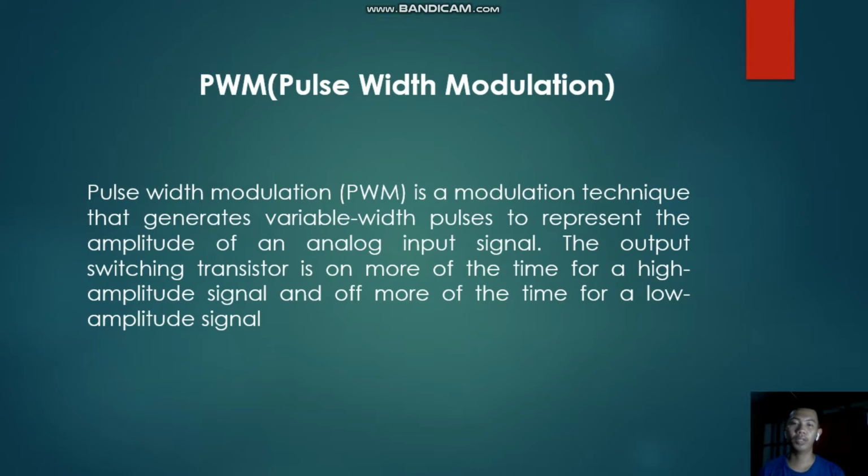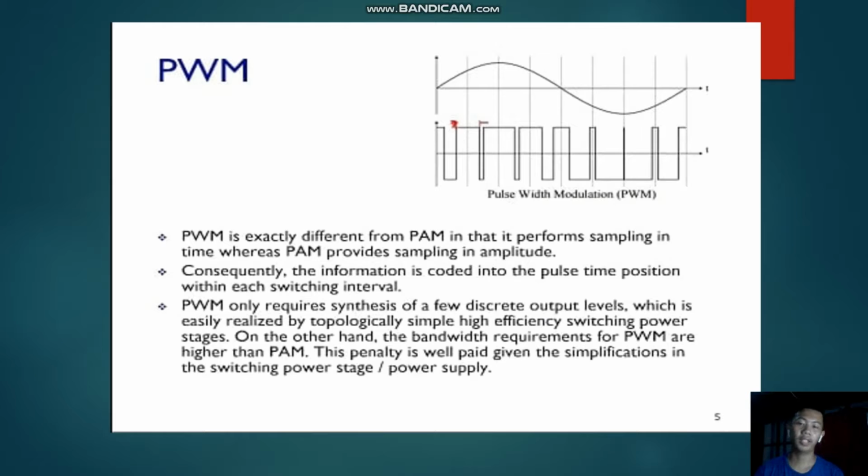PWM, or pulse width modulation. Pulse width modulation is a modulation technique that generates variable width pulses to represent the amplitude of an analog input signal. The output switching transistor is on more of the time for a high amplitude signal and off more of the time for a low amplitude signal. So we have here an example of a PWM.